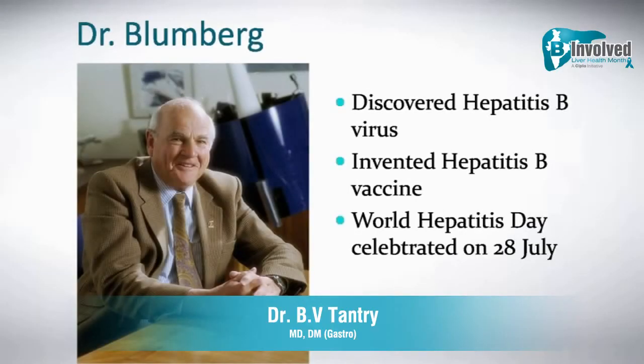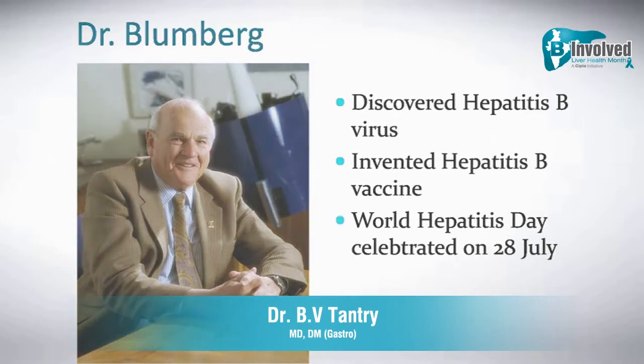20th July is World Hepatitis Day. This is the birthday of Dr. Blumberg. He was the American scientist who discovered the hepatitis B virus. After discovering the hepatitis B virus, he was responsible for inventing the hepatitis B vaccine. And this single vaccine has prevented a number of deaths because of hepatitis B virus, leading to cirrhosis and hepatocellular carcinoma. So for that he was awarded the Nobel Prize. World Hepatitis Day, 20th July, is celebrated in honor of the birthday of Dr. Blumberg.